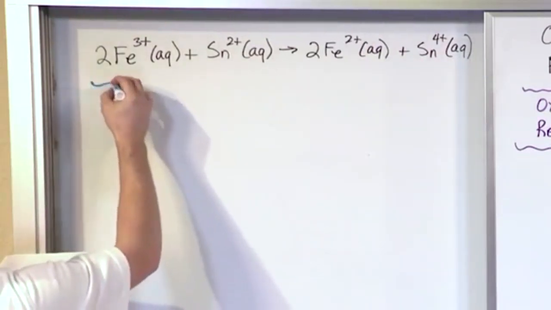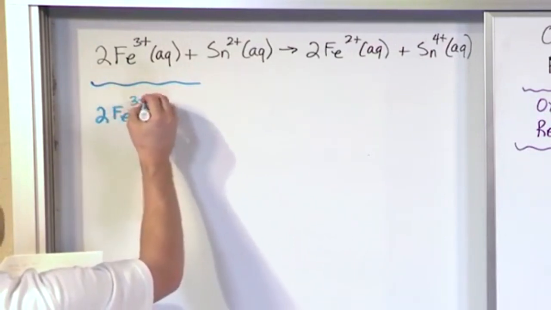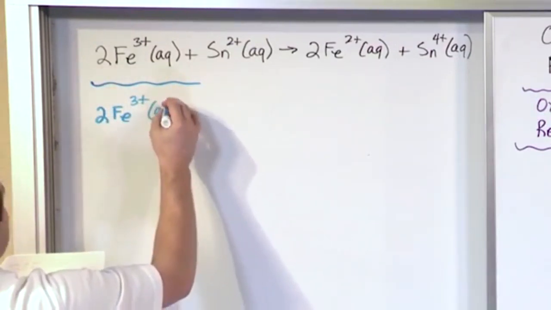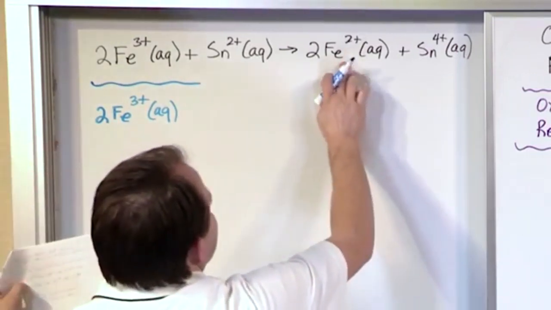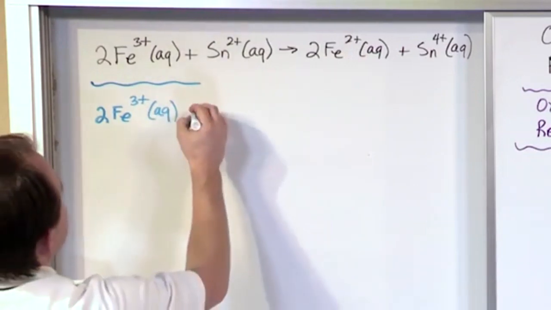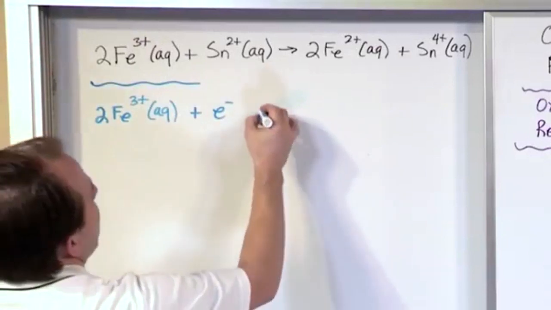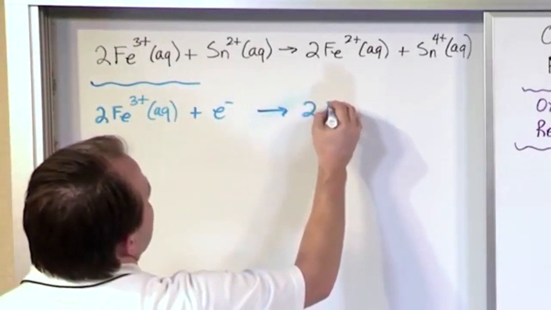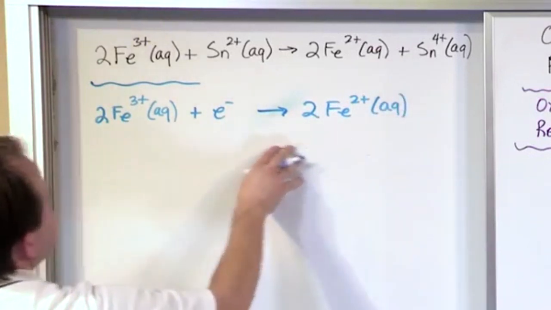So we write down 2 irons. Of course, the charge is plus 3. And then something needs to happen to make it into a charge of plus 2. The only way a charge of plus 3 can go to a charge of plus 2 is if we add an electron to it. And what we're going to get on the other side is 2 irons with a charge of plus 2. But notice, this isn't quite right.